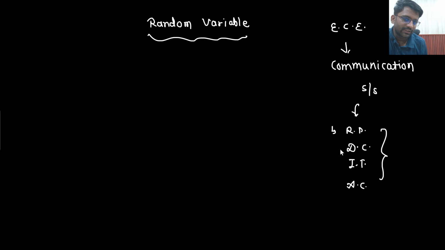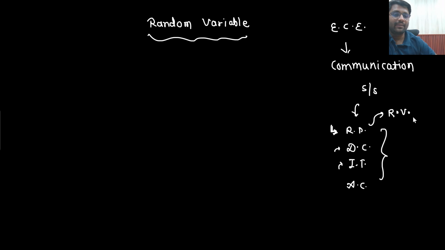So we start from random process. Without studying random process, you can never understand digital communication or information theory. So we start our understanding from random process. But to understand random process, the knowledge of random variables is required.